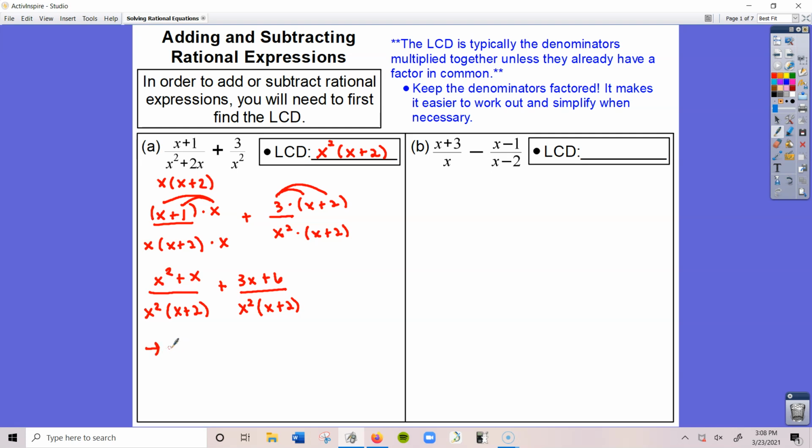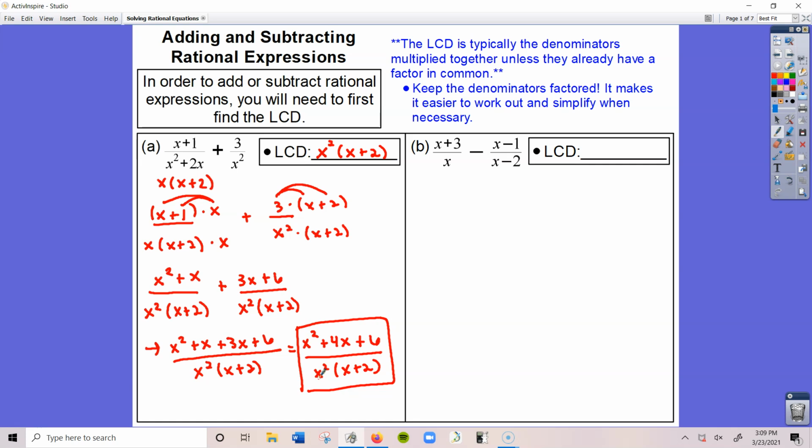This would be x squared plus x plus the other numerator, which is 3x plus 6, all over the least common denominator, which is x squared times x plus 2. Now we just combine like terms in the numerator. So this would give us x squared plus 4x plus 6 all over x squared times x plus 2. And this would be my answer.